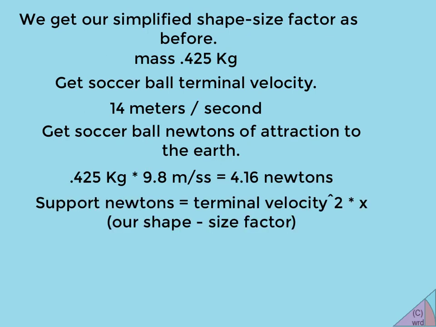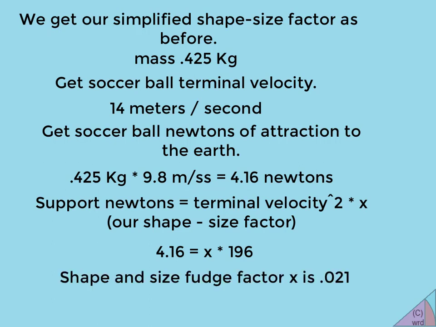Terminal velocity air resistance also has to be 4.16 newtons. So to get our shape and size factor for the model, we have to divide 4.16 by our terminal velocity squared, 196. Therefore x has to be 0.021.